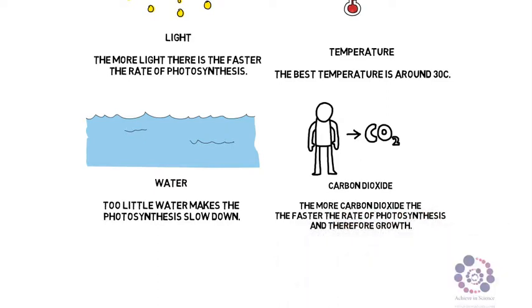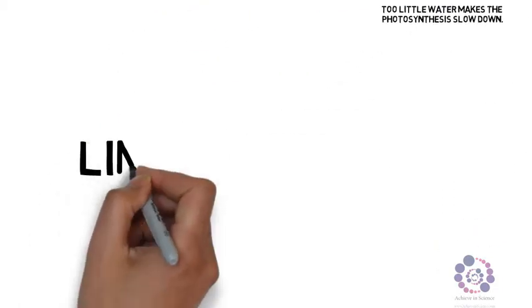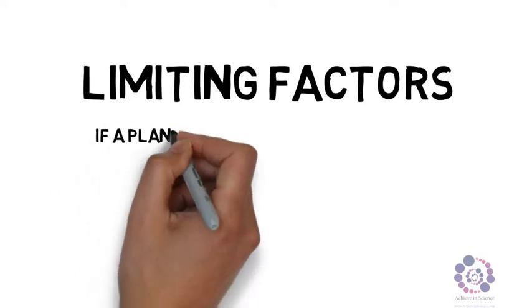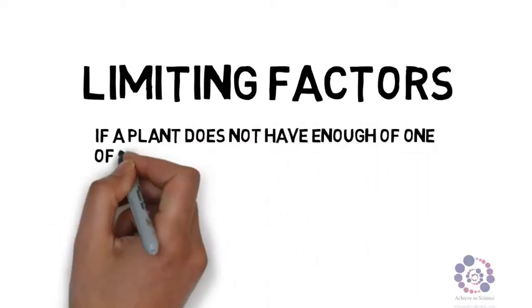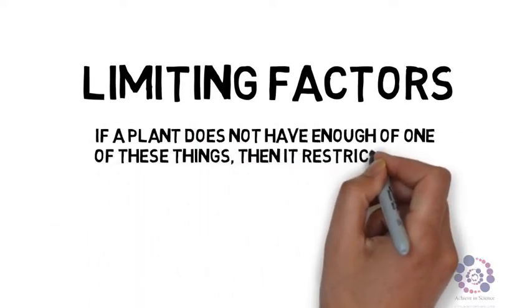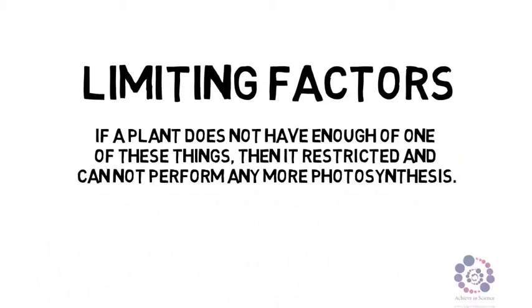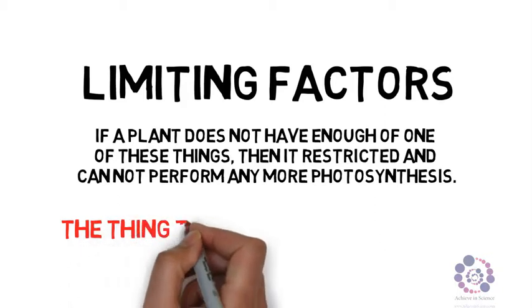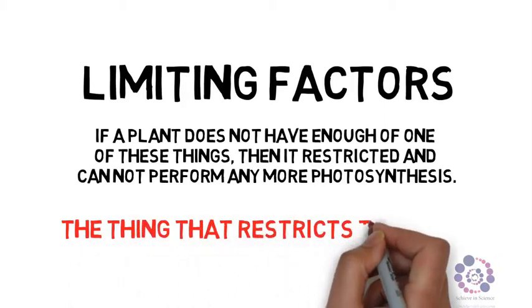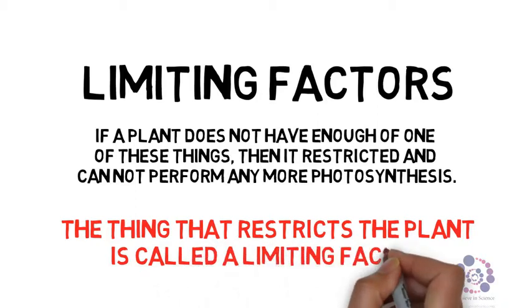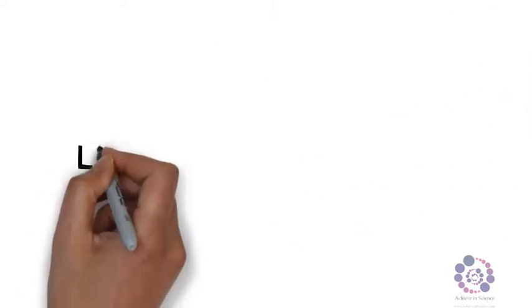So now that we know what plants need for photosynthesis, let's have a look at some limiting factors. The definition of a limiting factor is, if a plant does not have enough of one of these things, then it is restricted and cannot perform any more photosynthesis than it already is doing. The thing that is restricting the plant from performing any more photosynthesis is called a limiting factor. So let's have a look at an example.